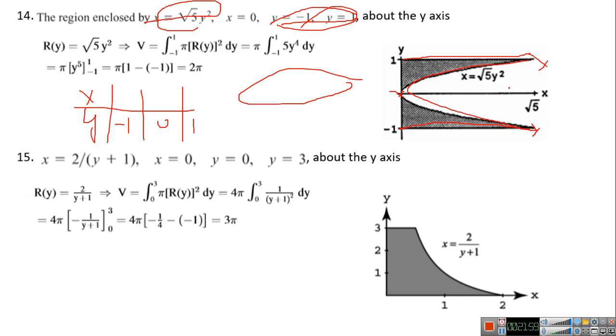So since it's a parabola, it must pass by these 3 points. You want to rotate it across the y-axis. So it's a disk method. So this is the radius, which is nothing else than this function. You must square it. So you solve it.